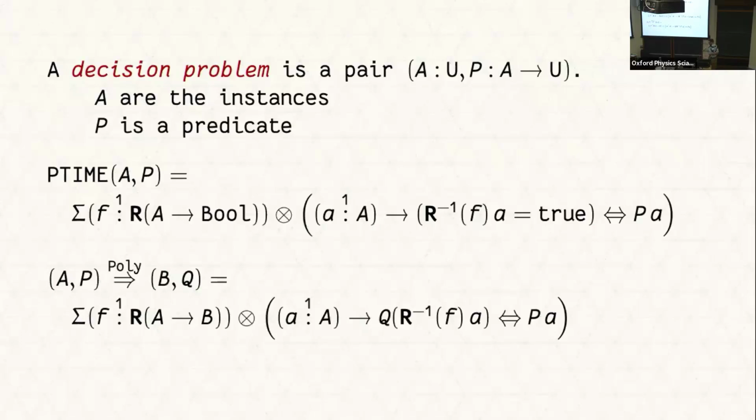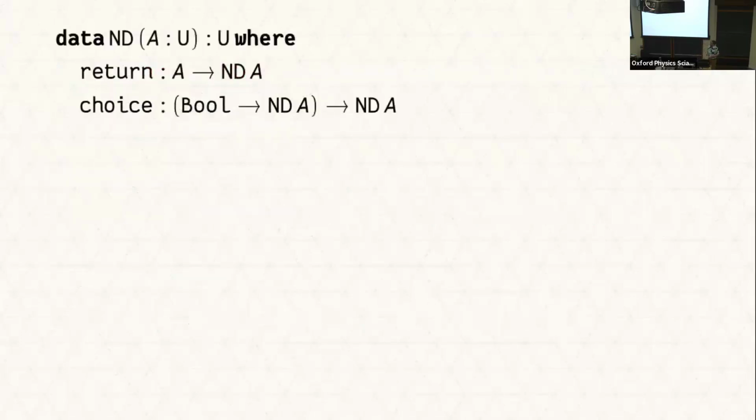Okay, so that's not so surprising that we can do polynomial time within the system. But once we start adding effects, we can get further complexity classes. So if we have this simple decision tree data type, with a return and a choice, and here this Boolean function basically gives us the equivalent of linear logic's with product.